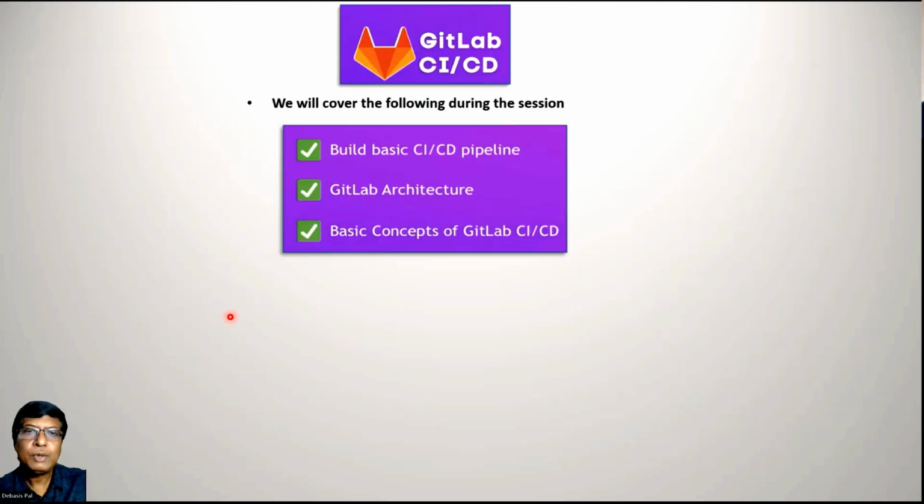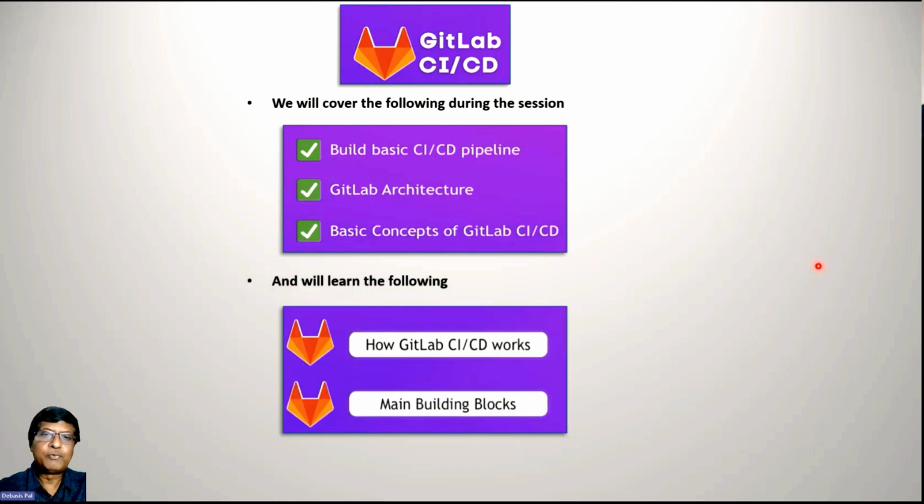So we are going to look into the basic CI/CD pipeline. What is a pipeline, an automation pipeline? GitLab architecture, basic concepts of GitLab CI/CD. And we are also going to learn how GitLab CI/CD works, if possible. It's a very short time, but we are going to have a very good overview. And what are the main building blocks?